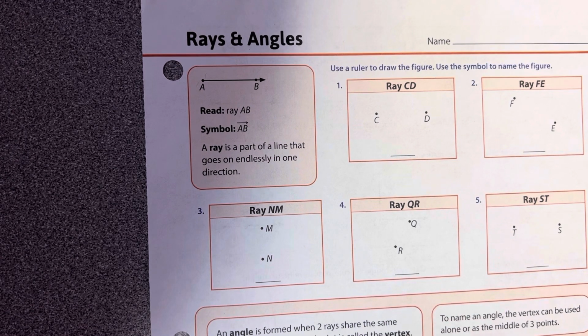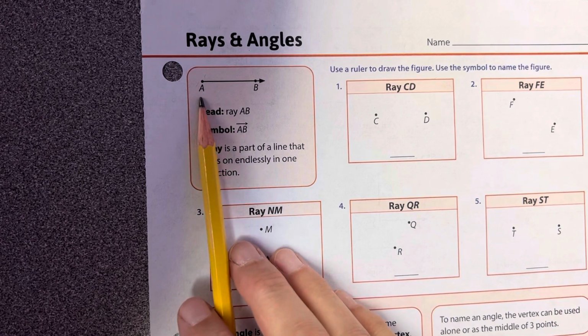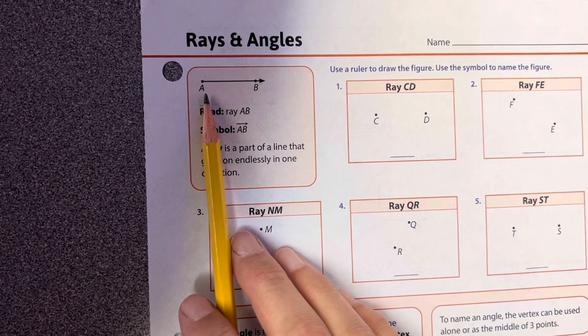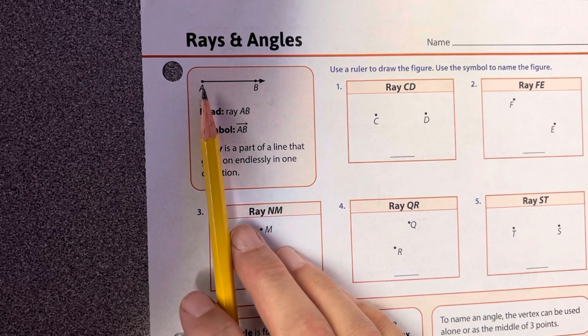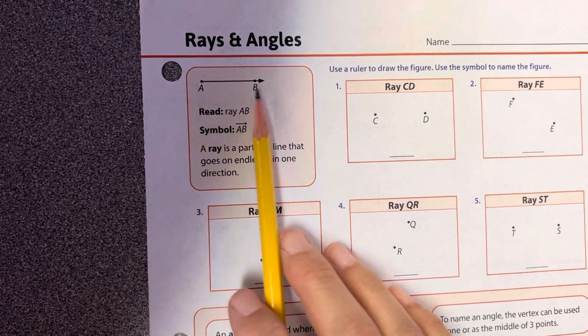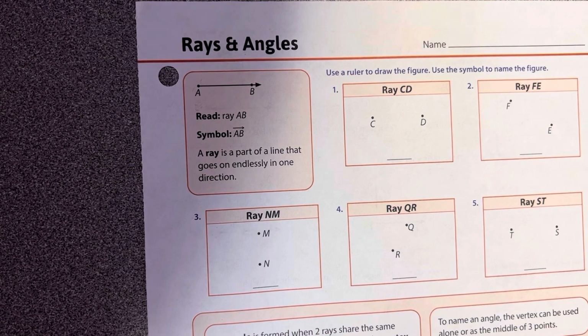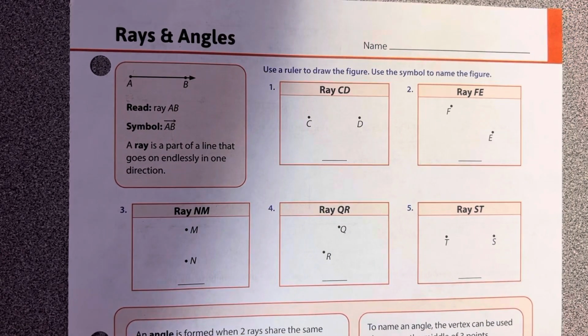Now it is very important when we write the symbol that we always start with the point where the ray starts. So we would always put A first in this case because that is the endpoint of the ray and it goes through B. So this is where you'll need your ruler. We're going to come over here to number 1 through 5.